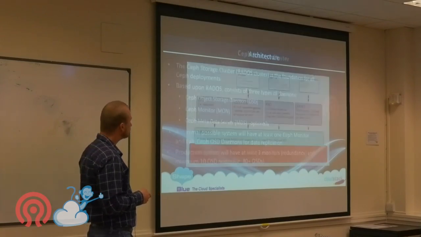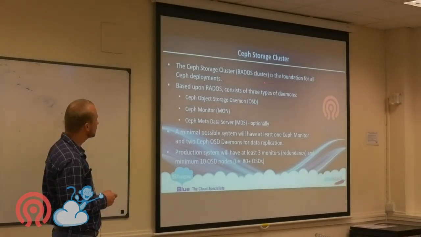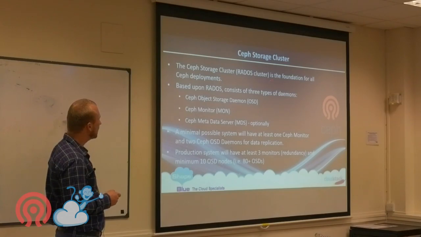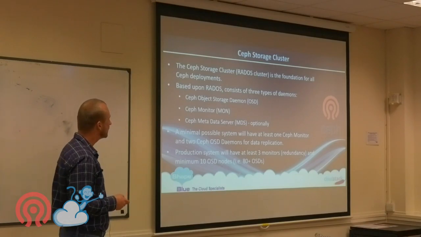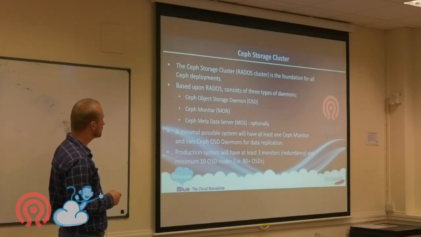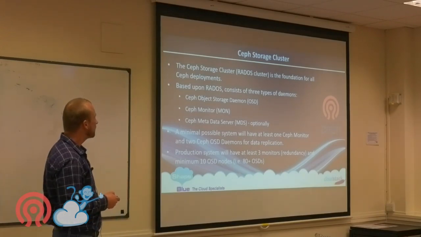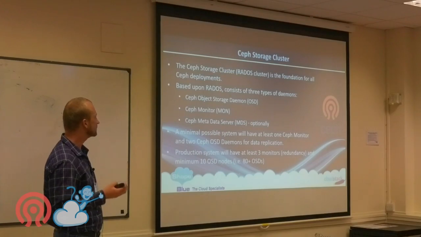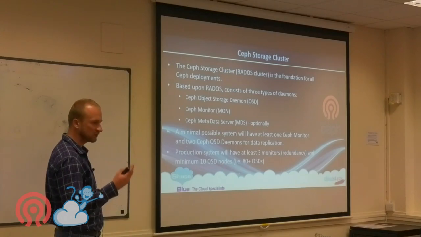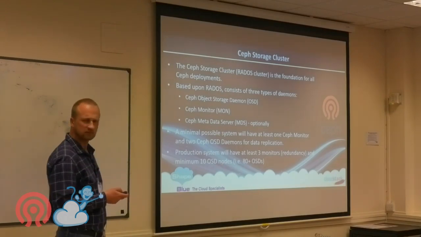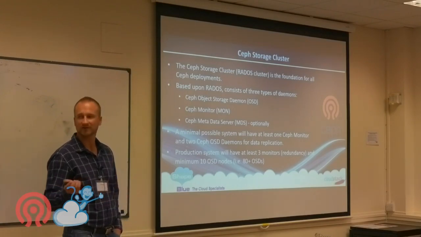Okay, great. So again, the Rados cluster is the foundation of all Ceph deployments. We have actually three types of daemons here. We have the object storage daemon, which is actually storing the objects. We have Ceph monitors and optionally metadata servers and optionally some other services as well. A minimal technically possible system will have at least one monitor and at least two OSDs, because the minimum replication factor is 2 in Ceph, I believe, right? You can go to one. Yeah. Okay, you don't want to go to one, but you can go to one.